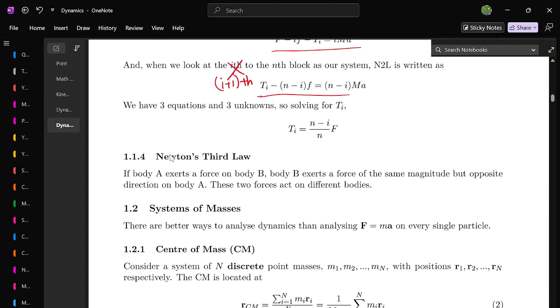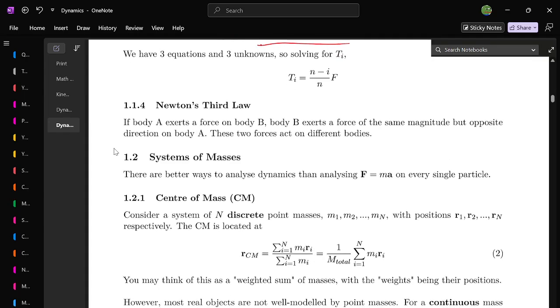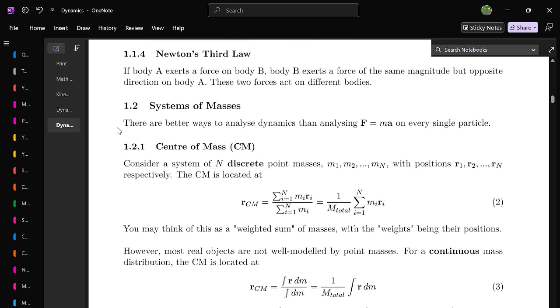Of course, we also have Newton's third law, which should be trivial by now. Okay, so we'll move on to our first possibly non-trivial concept on systems of masses.